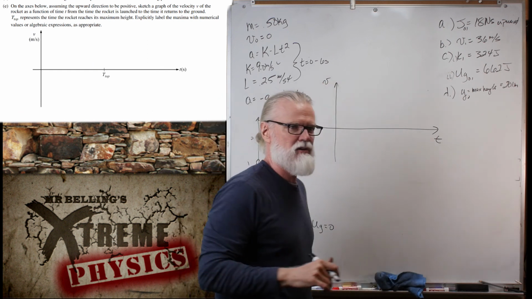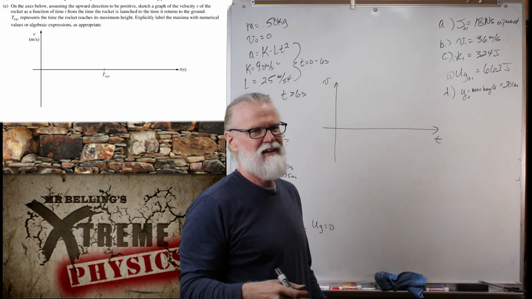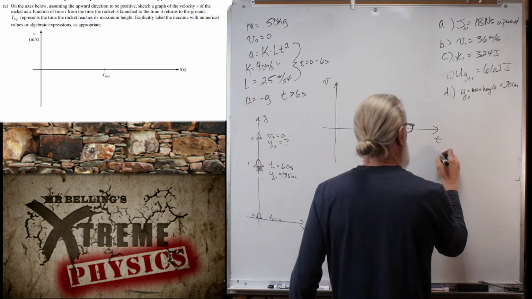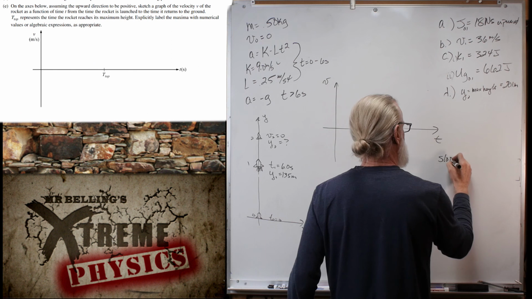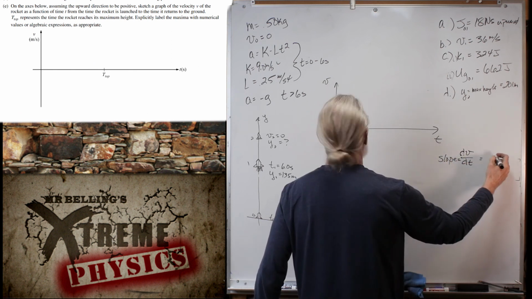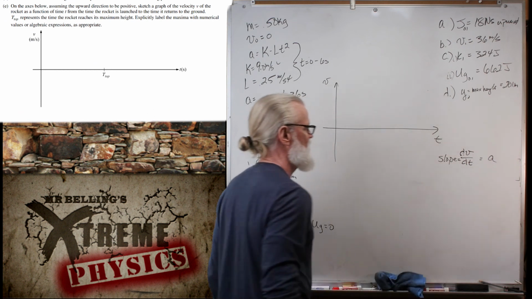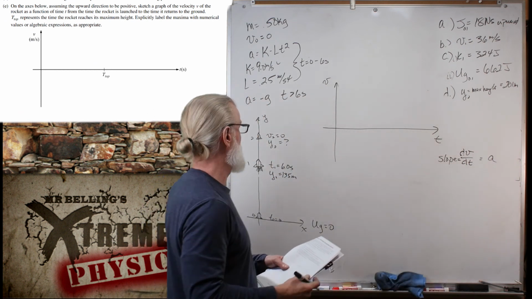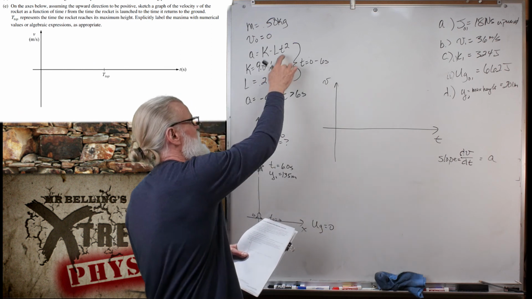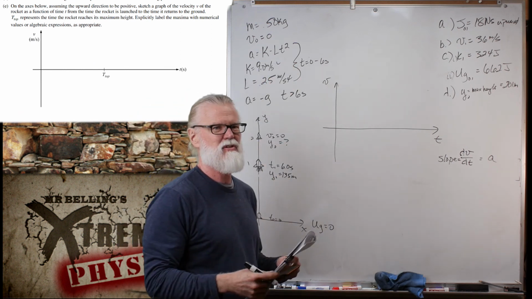I'm going to put a reminder over here because it's usually a good idea to look at slopes when you're doing a graph. So slope, in this case, equals dv/dt, which is acceleration. So the slope of this graph is going to be acceleration. Now, the acceleration in the beginning is nonlinear, so we're going to have some sort of nonlinear curve.